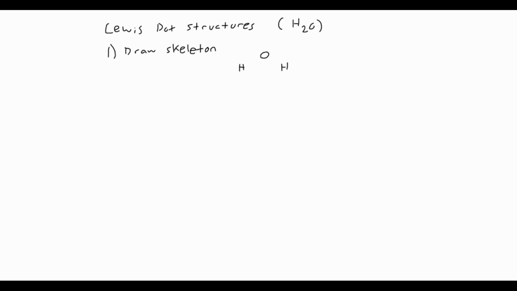If it's not immediately apparent which atom is the central atom, it will either be given to you or you will slowly and steadily get used to which atoms are usually central atoms in molecules like these. So we have our skeleton.